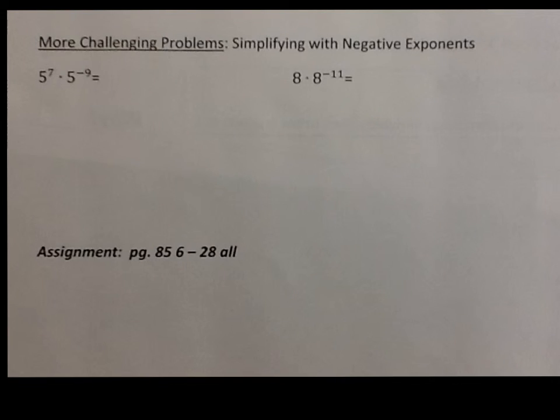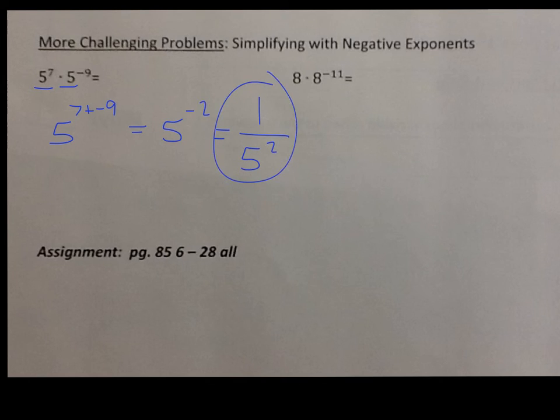A couple more challenging questions. Notice here we are now multiplying, and when we multiply, what do we do with exponents? We add them. So we're going to take the exponent of 7 and add it to the negative 9, and we get 5 to the negative 2. But we can't have a negative exponent, so we're going to have 1 over 5 to the positive 2.